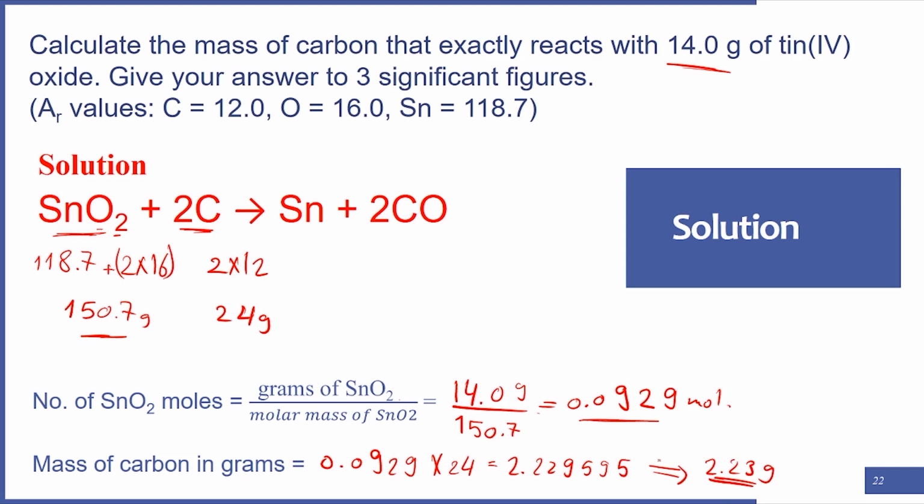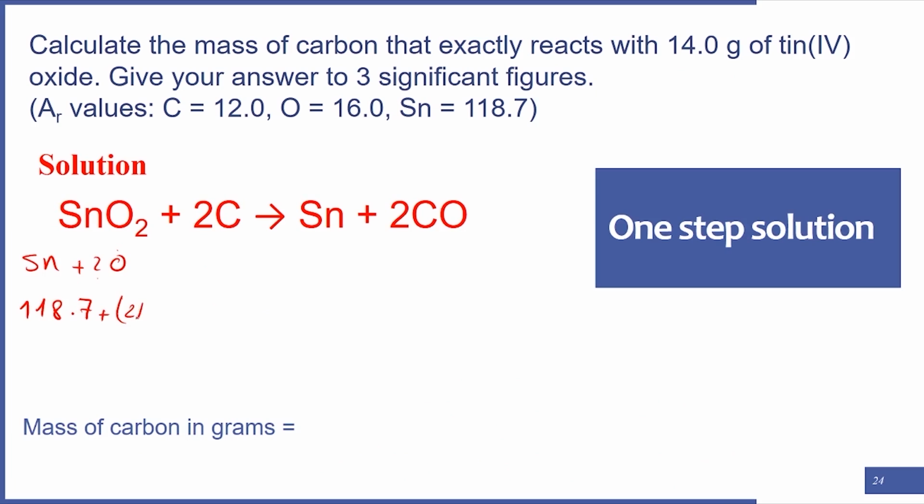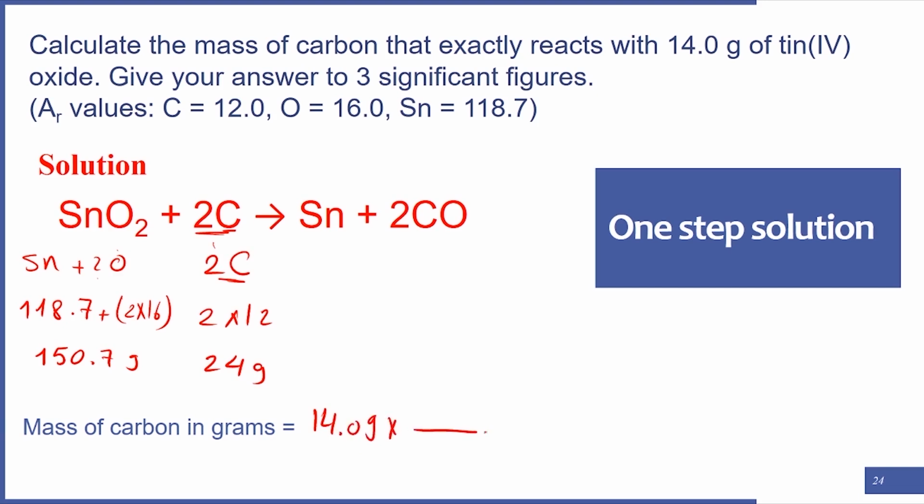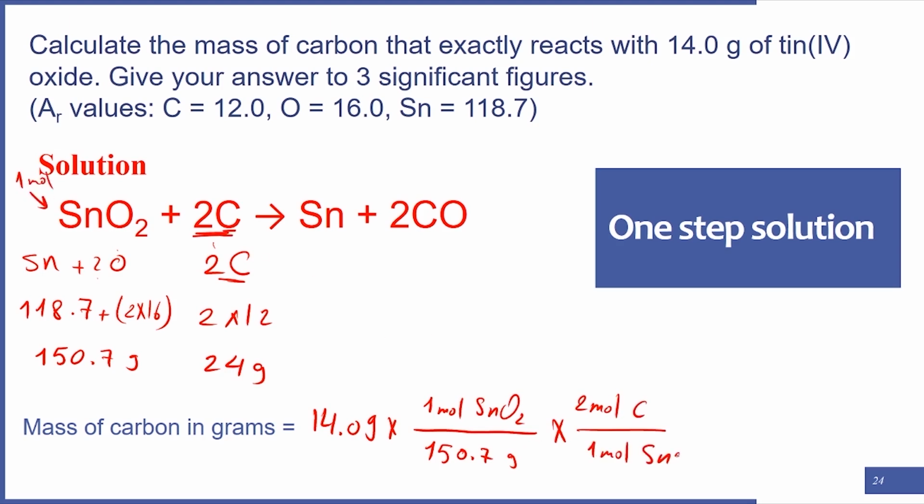We can calculate the mass of the reacting carbon in just one step as well, which will minimize the possibility of error. So, the mass of carbon in grams is equal to the given quantity, 14 grams, multiplied by 1 mole of tin tetraoxide, which contains 150.7 grams, multiplied by 2 moles of carbon that react with 1 mole of tin tetraoxide, multiplied by 12 grams of carbon found in 1 mole of carbon, equal to 2.229595, and we round it to 3 significant figures, equal to 2.23 grams.